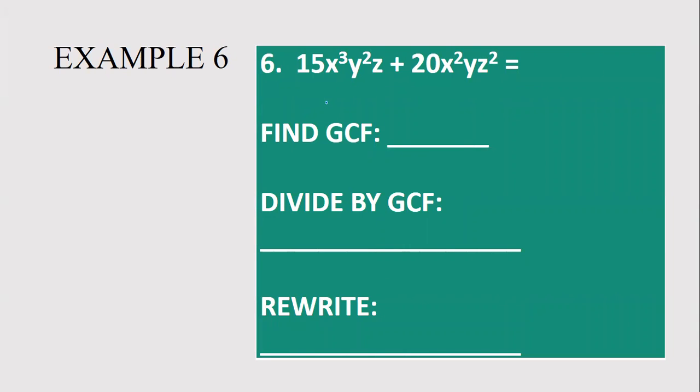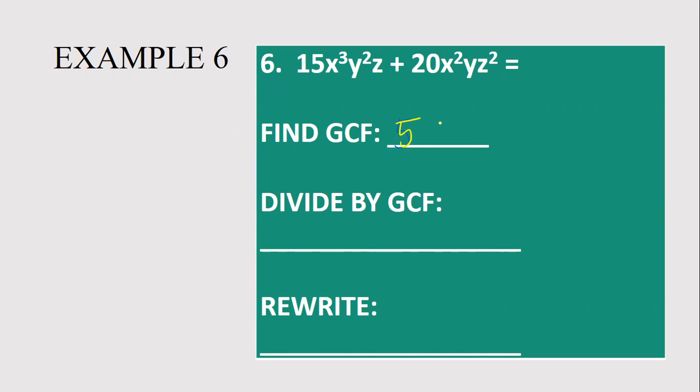All right, so our GCF for numbers should be... oh, that's blue. You cannot see that. 5, right? Oh, it was.